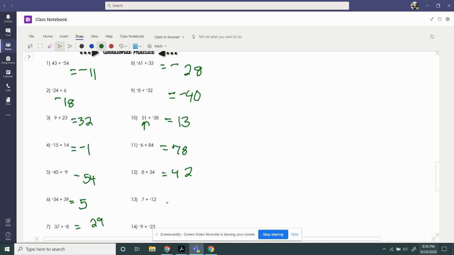Now here we can apply our new rules. 7 plus a negative 12, ignore the signs. 12 take away 7 is 5. And we have to keep this negative sign in the answer because that's the larger absolute value. And then negative 9 plus negative 23, just simply add them together and keep the sign for an answer of negative 32. Let's move on.